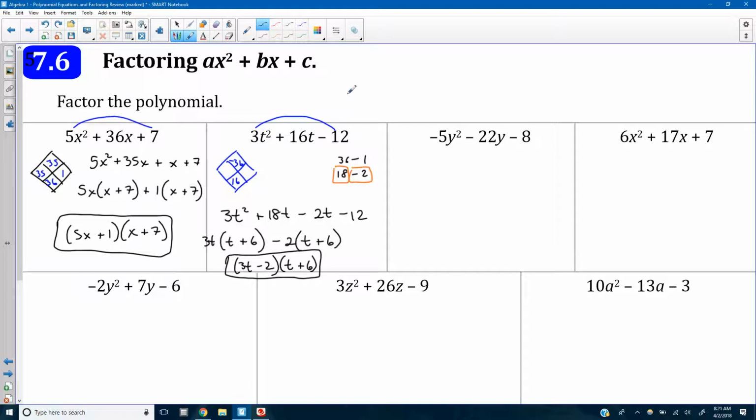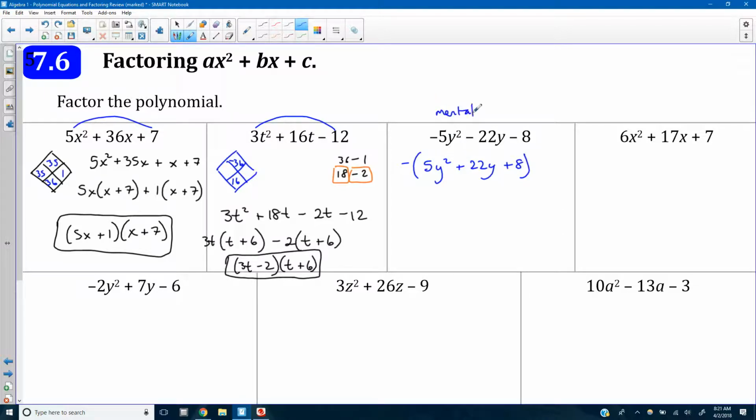Now, these can be done faster. There's one common factor here that I'm going to pull out for this next problem: negative 5y squared minus 22y minus 8, and that's a negative 1. If I factor a negative 1 out, or just the negative, I'll have 5y squared plus 22y plus 8. Trust me, it's a lot easier to see it that way, at least for myself. I'm going to go ahead and do this one mentally.